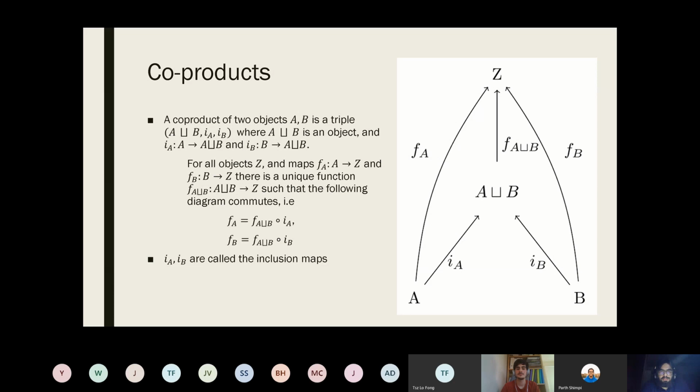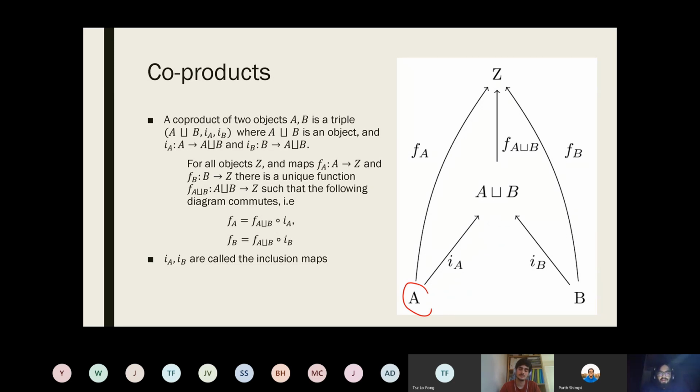This is the definition of a coproduct, and you'll see it's very similar to that of a product. A coproduct of two objects, A, B, is this triple: the coproduct object itself, and then these two maps, called the inclusion maps. The coproduct object is an object, and these maps are reversed now. It's from A into the coproduct.